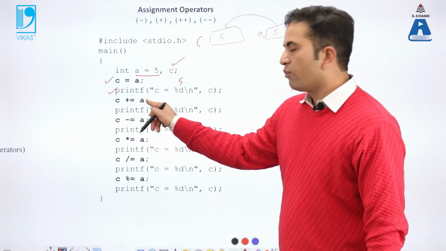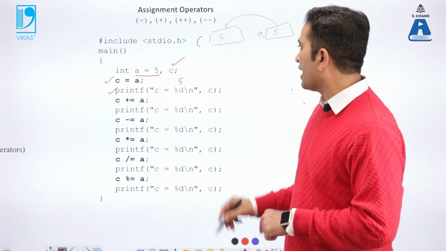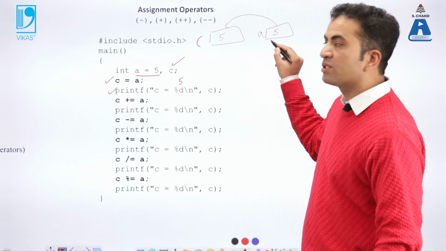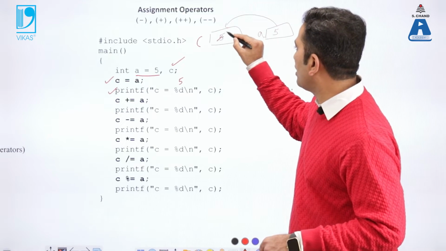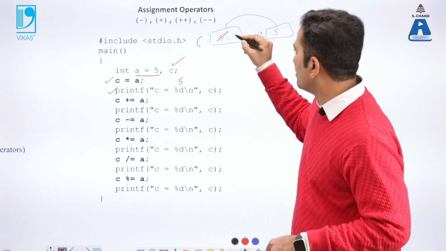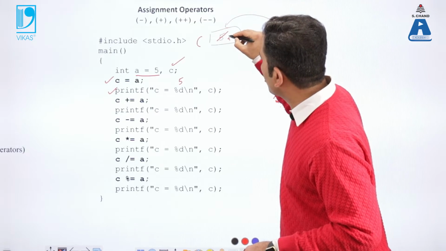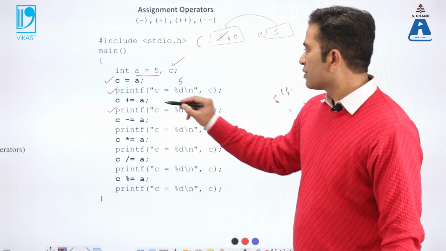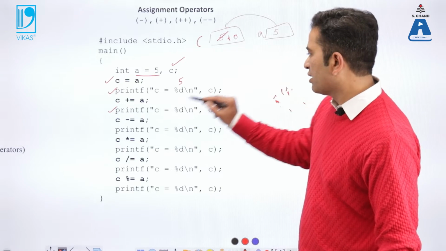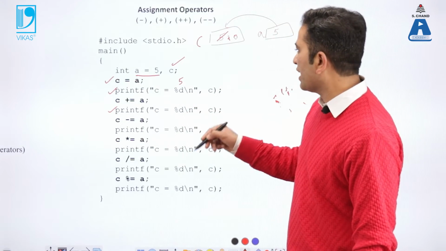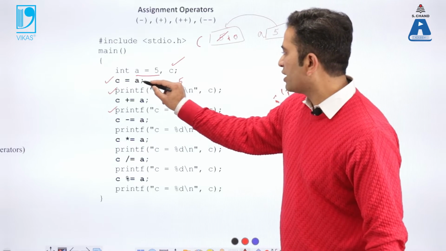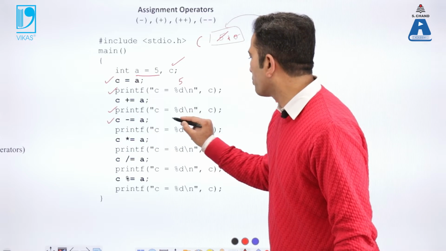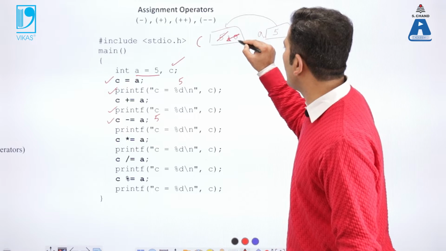Again, C plus equal to A, that means C equal to C plus A. The value of C is 5, the value of A is 5. So C plus A becomes 10 and it updates the value of C, which becomes 10. Now C equal to C minus A. The updated value of C is 10 and the value of A is still 5. So this statement will give us the output 5, updating the value to 5.